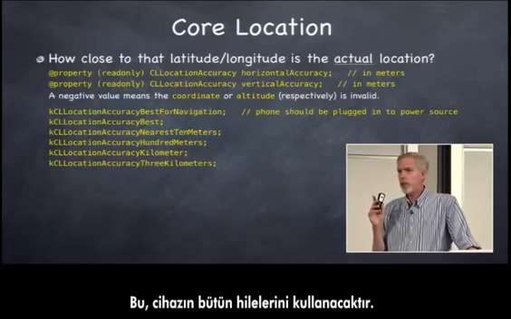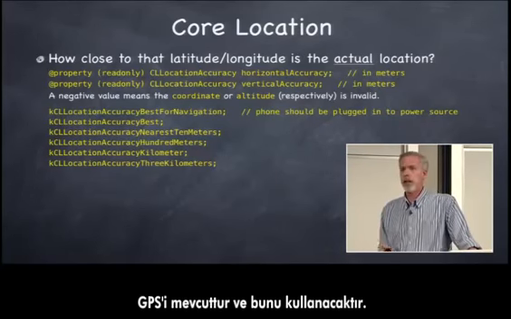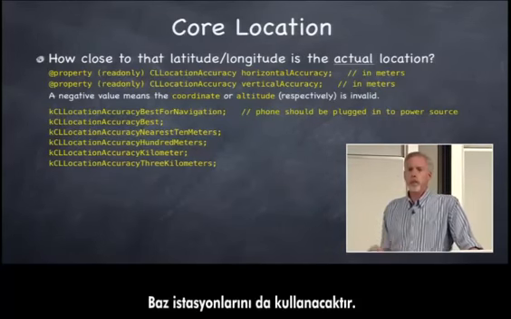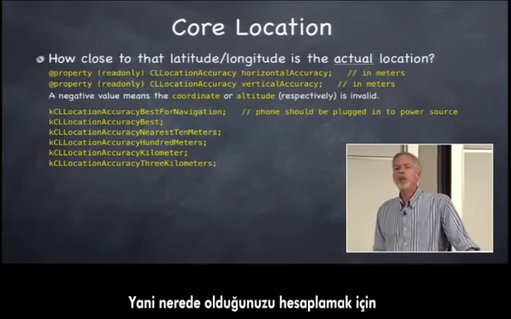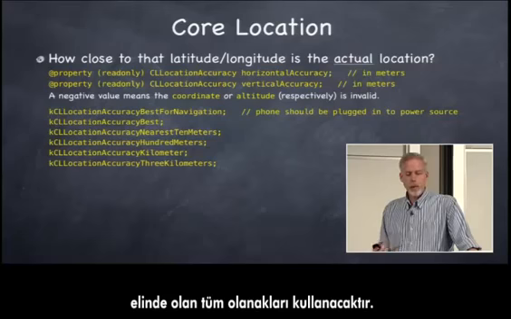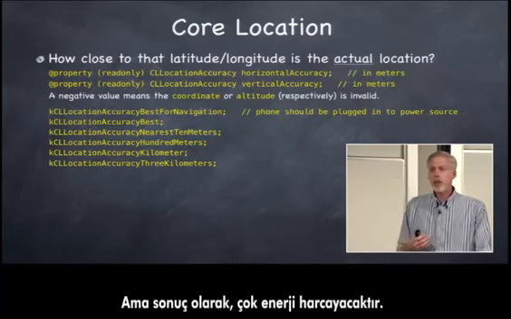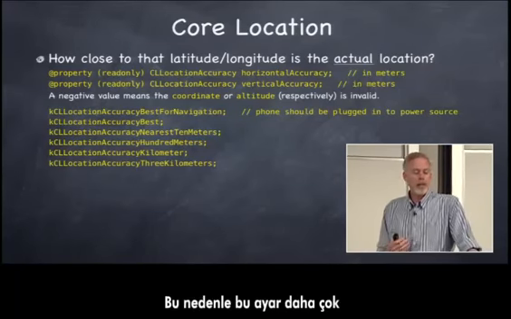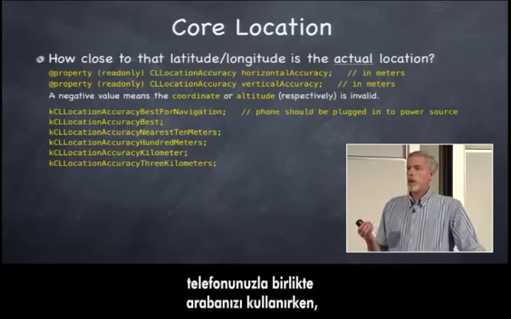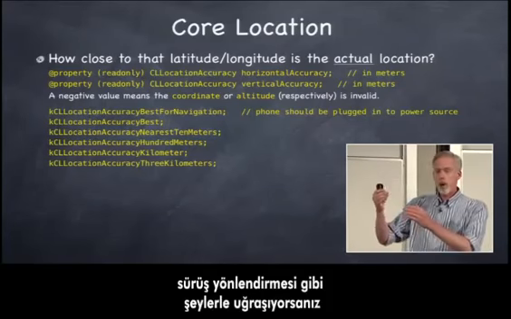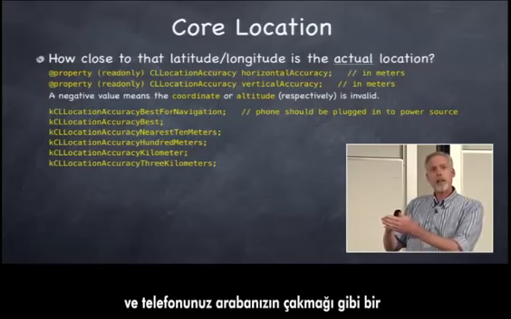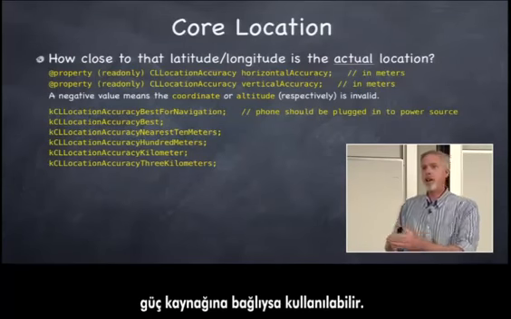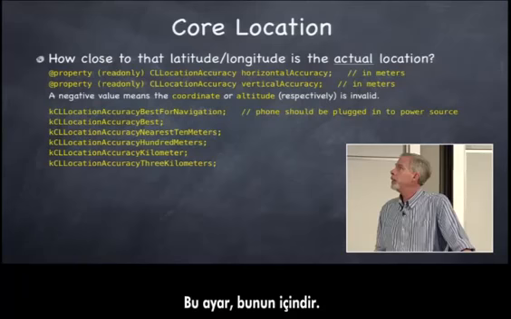So this is going to use every trick in the device's book. If it has GPS, it's going to use that. It's going to be using cell towers. It's going to use everything it can get its hands on to try and calculate where it is. But as a result, it's going to use a lot of power. So this setting is generally for when you've got your phone in your car or you're doing driving navigation or something and your phone is plugged in, right? Plugged into your cigarette lighter or something. It's got power. That's what this setting is for.